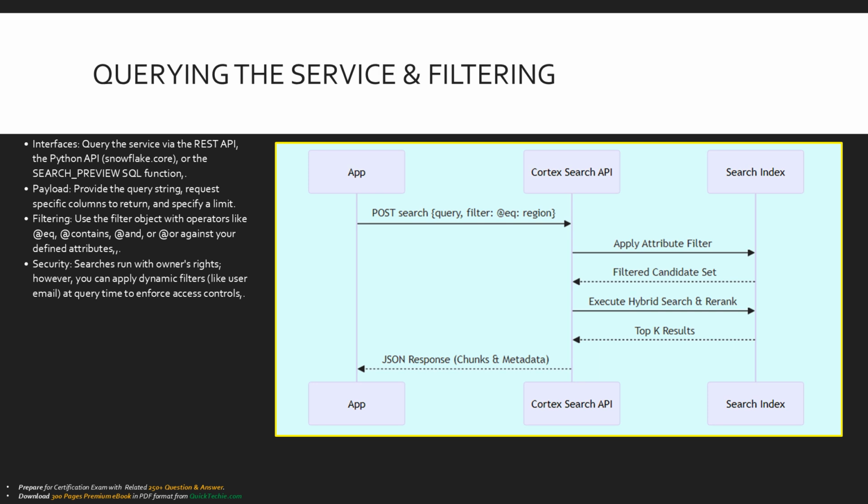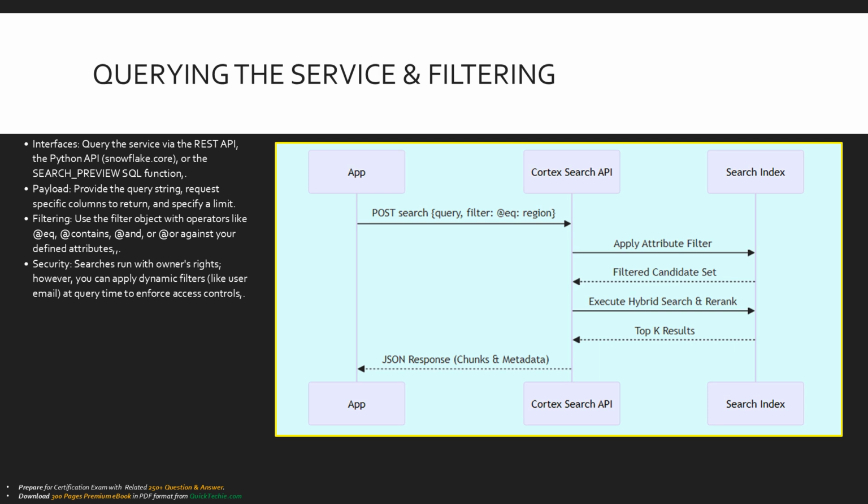Because you defined attributes during creation, you can push down highly optimized JSON filters using operators like @EQ for exact matches, @contains for arrays, and logical @and/@or operators. Security is critical here, because the service executes using owner's rights to ensure fast retrieval. You should inject context-aware filters, such as passing the current user's email into an @contains filter, to ensure they only retrieve documents they are authorized to see.